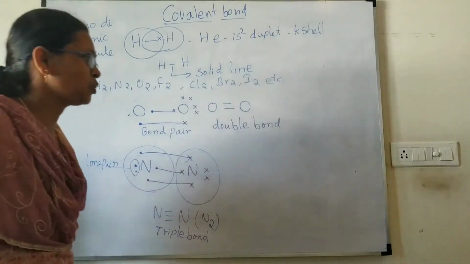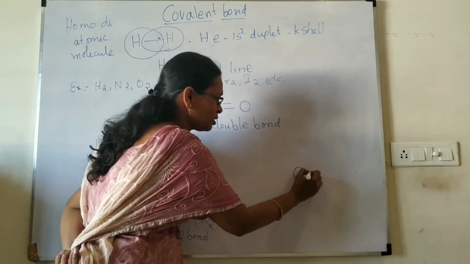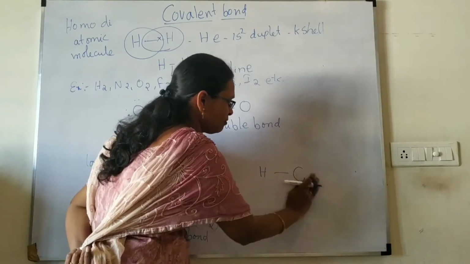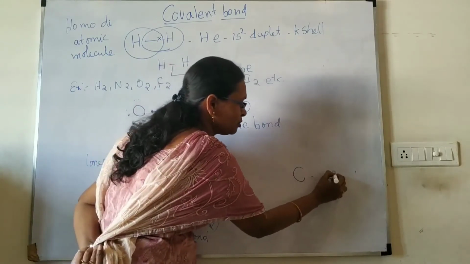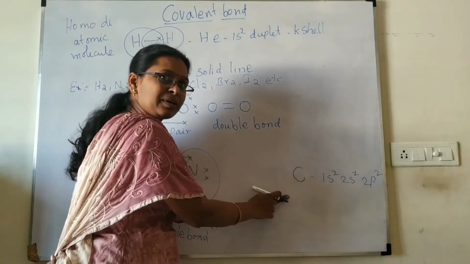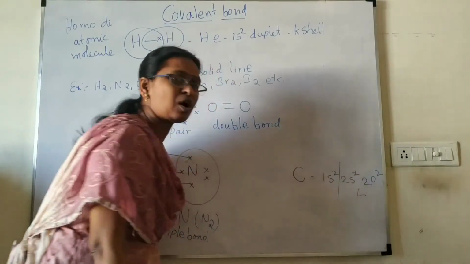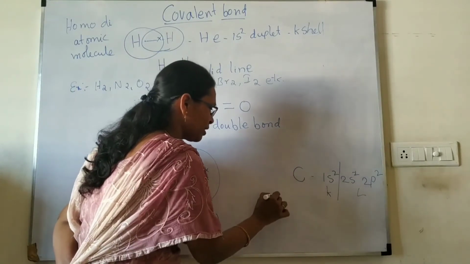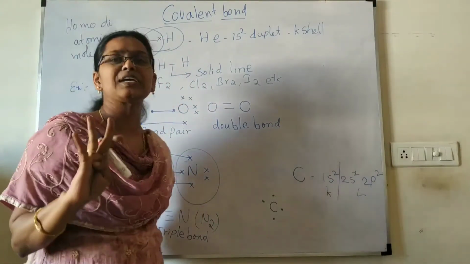And another example I will show you with carbon. Four hydrogens are binding with the carbon. First the electronic configuration of carbon: 1s2, 2s2, 2p2, right? Carbon has atomic number 6, so 6 electrons are there. Which is the outermost shell here? This is the outermost. How many outermost electrons? 4 electrons. So we write carbon with 1, 2, 3, 4 outermost electrons. So carbon can form 4 bonds.